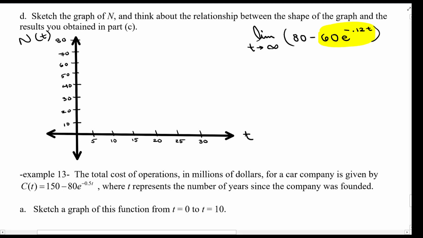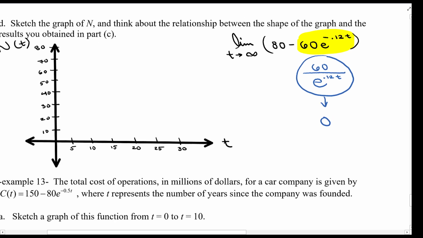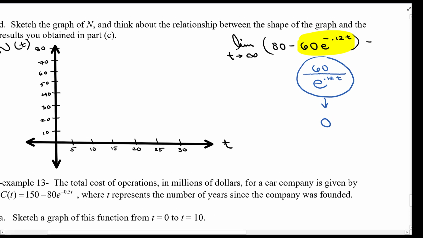I've highlighted the part that says 60e raised to the negative 0.12t in yellow, and I'm rewriting it without a negative exponent. So it's going to be rewritten here as 60 over e raised to the 0.12t power. Now as t gets very large, this fraction is going to go to 0. So in reality, this limit as t goes to infinity of this function is going to be equal to 80.